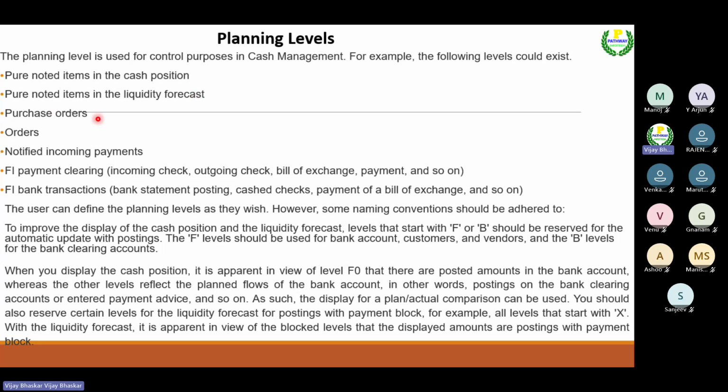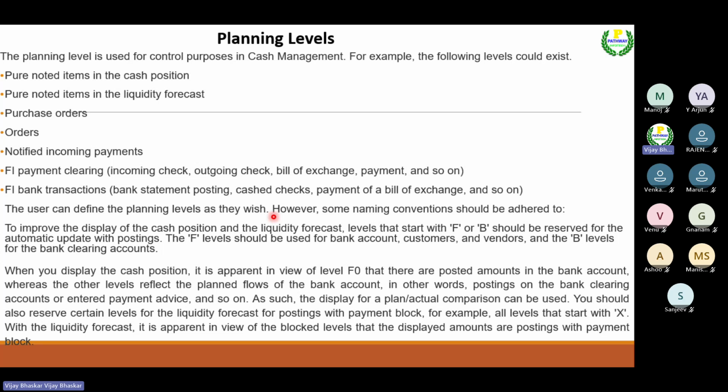Now, purchase orders, based on the purchase orders you can also do the planning, and also orders. Notified incoming payments, FI payments, clearing incoming checks, outgoing checks, bills of exchange payments, and so on. FI bank transactions, bank statement positions, then checks, payments of bills of exchange, and so on. The user can define the planning levels as they wish. It depends on the business requirement. That is what I mentioned here, right?